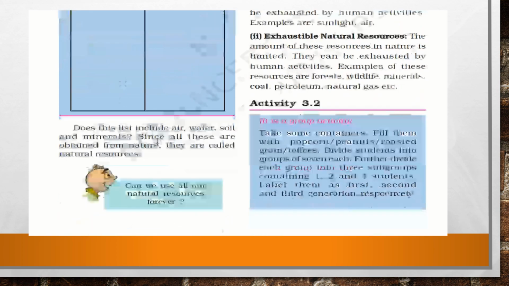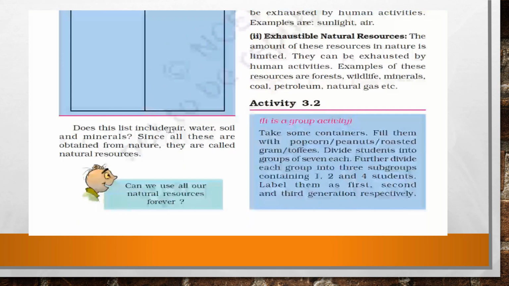This list includes air, water, soil and minerals, and since all of these are obtained from nature, what are they called? They are called natural resources. The things obtained from nature are called natural resources. Can we use all our natural resources forever? Throughout our lifetime, generation after generation, will these natural resources never get exhausted?